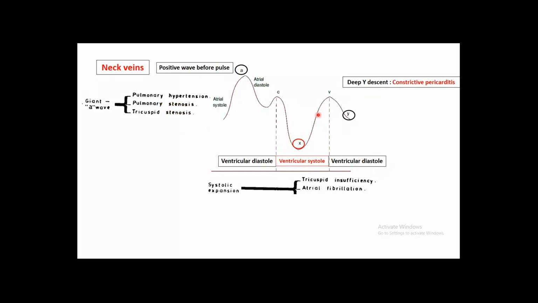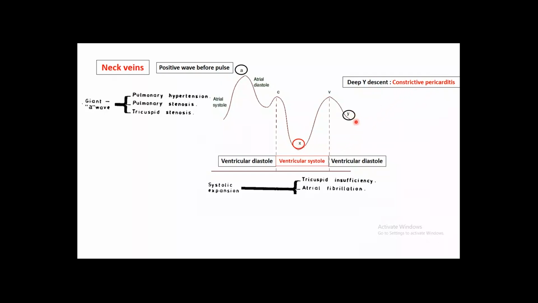And finally, the abnormality that could be seen is deep Y descent. Normally, as we said, we appreciate only the most positive wave, which is the A wave, and the most negative wave, which is the X wave. But if we see double negative waves, where the Y becomes deep and seen as well as the X wave, this occurs in patients with constrictive pericarditis.